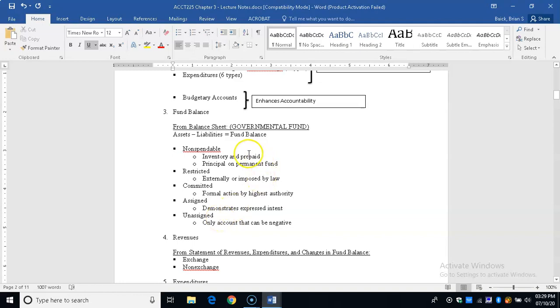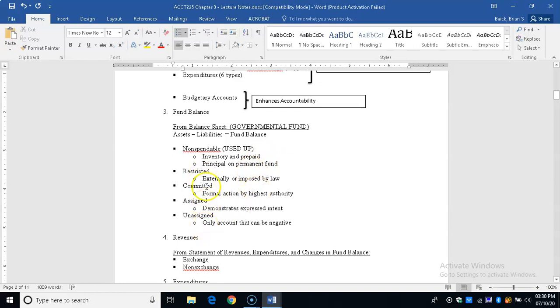Now, non-spendable fund balance means something that is just used up. Look at the examples that we have here. We can have inventory, prepaid expense. Those are things that aren't cash related. They're not cash itself, I should say, but they're used up in the course of a business. So fund balance is like stockholders' equity. Here we have 5 different types of stockholders' equity. The first one is non-spendable.